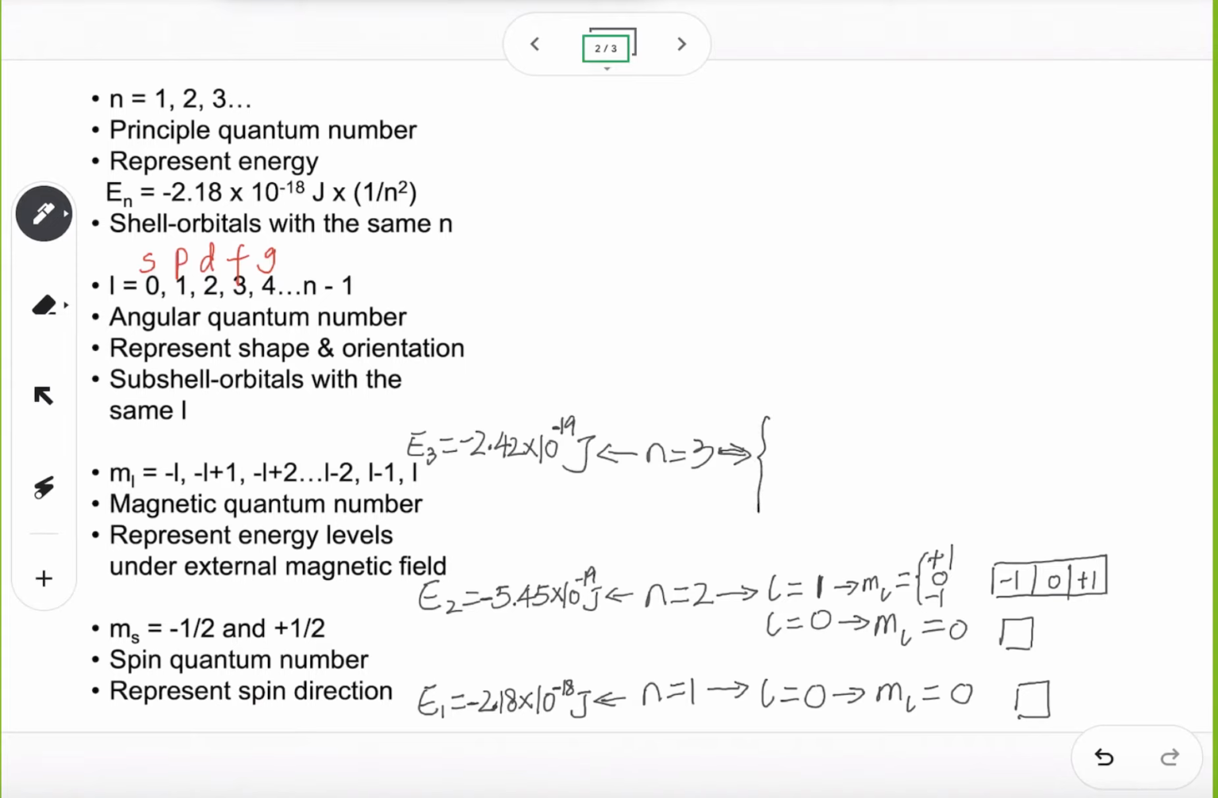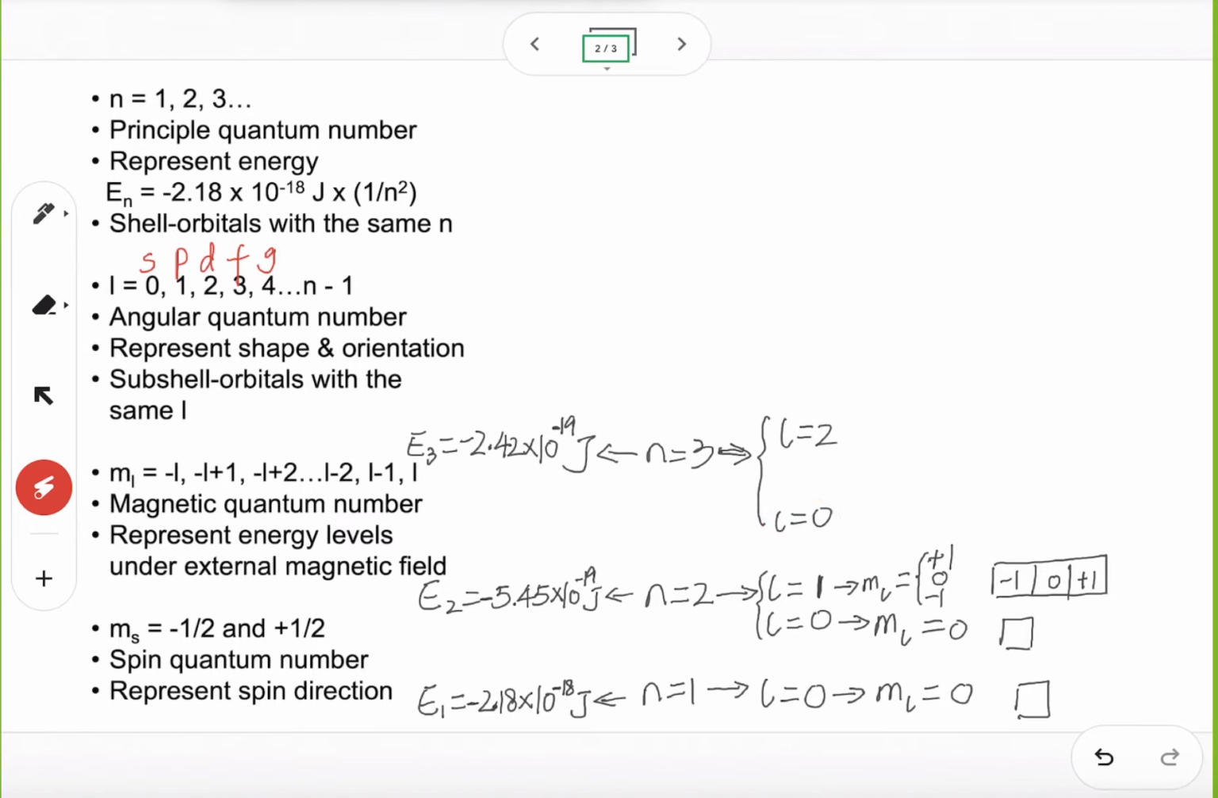So L would be 0. I'll write a bracket here. For n equals 3, the first value for L is 0. Now, the upper limit for L is going to be n minus 1, right? In other words, the upper limit for L is going to be 3 minus 1, that's going to be 2. So this is the first value, and this is the upper limit for L.